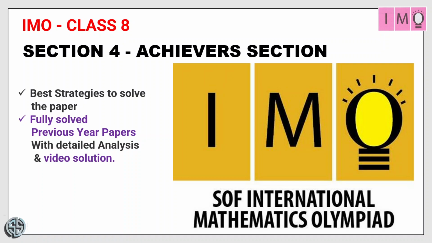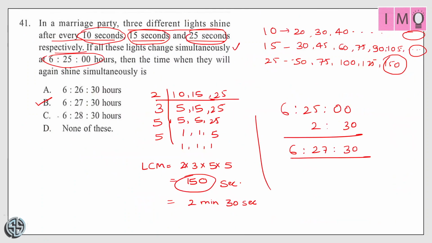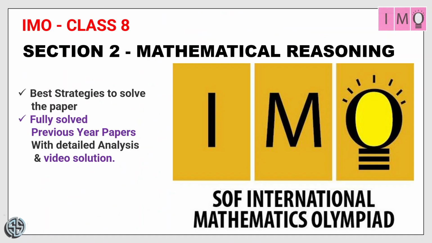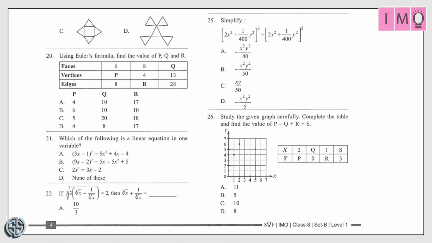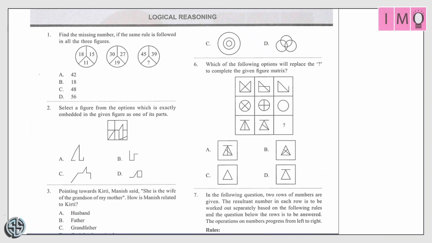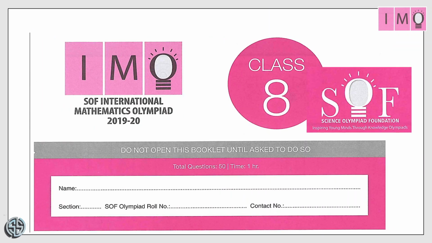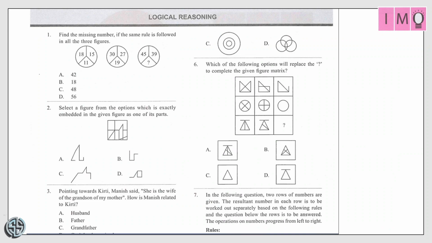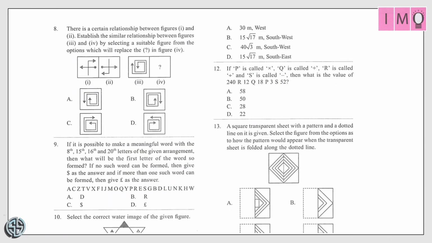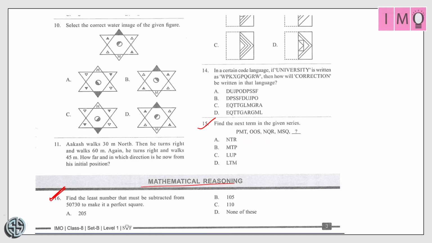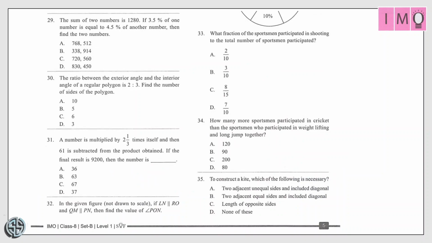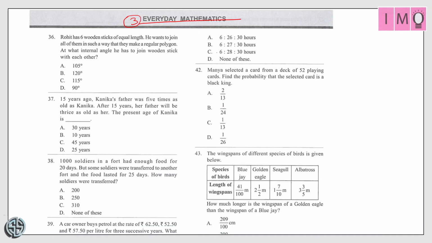In the previous videos, we have discussed section 2, which is mathematical reasoning, and section 3, which is everyday mathematics. You can have a look over there. I'm solving the paper of 2019-20. You can see here, this is our paper, for 2019 to 2020. Here is logical reasoning, the first section, which comprises 15 questions. Then the second section is mathematical reasoning, from 16 to 35. And then the third section, which is everyday mathematics.